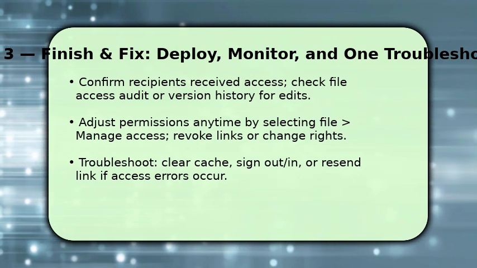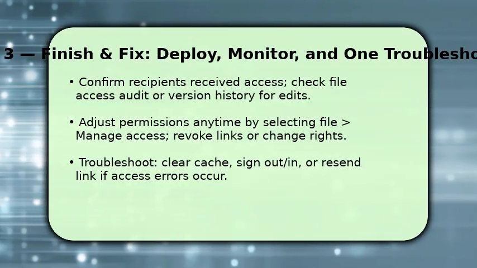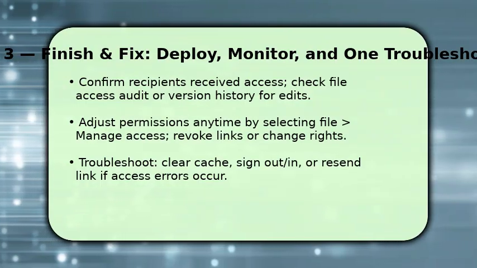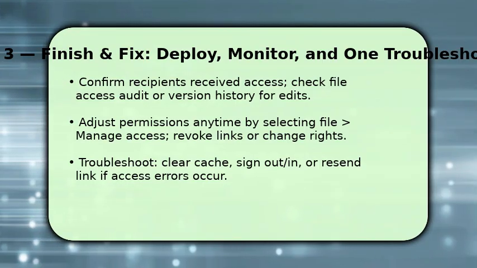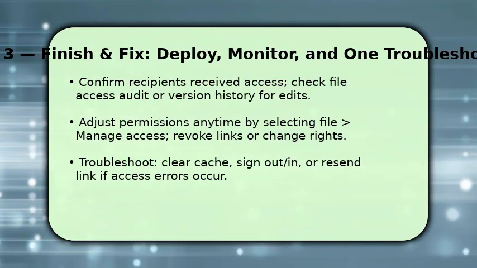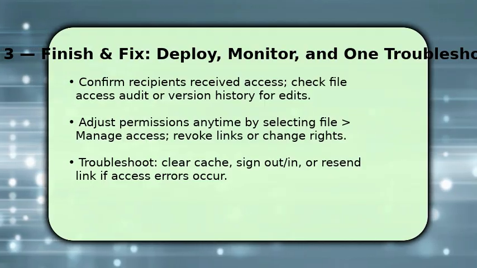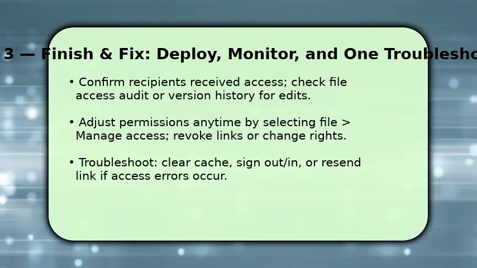If someone needs different rights, select the file and choose Manage Access to change, revoke, or set expiration on existing links. If recipients report problems, try simple fixes first. Clear browser cache, sign out and sign back in, or reissue a new specific people link. If a shared link fails, revoke it and create a fresh link to eliminate stale permission tokens.